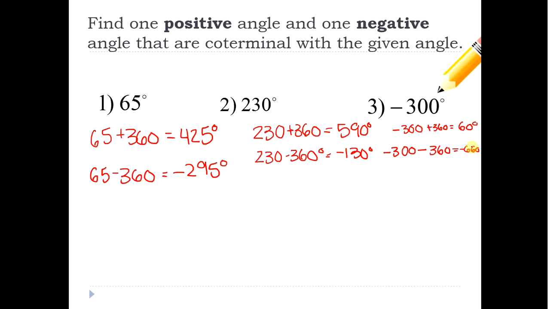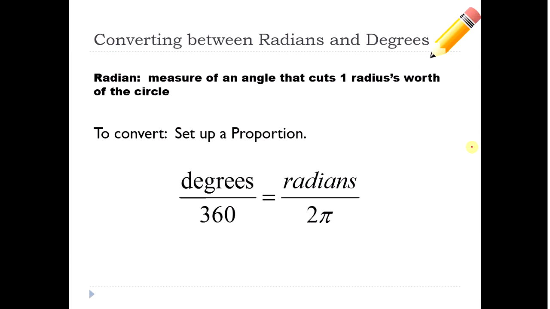Now, you could continually add 360 and you would get many positive angles. You could continually subtract 360 and get multiple negative angles. So really super simple. Converting between radians and degrees. Now, we did that thing about radians today in class. Radians is a measure of an angle that cuts one radius's worth of the circle.